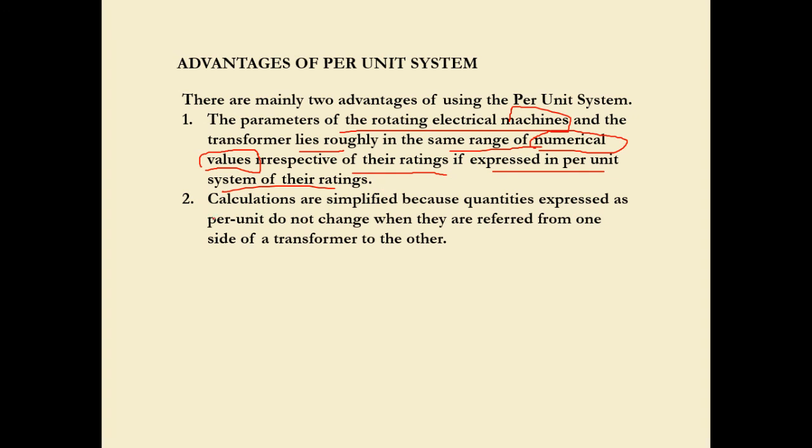The second advantage is that calculations are simplified because quantities are expressed in per unit. In the middle of the analysis, every quantity is expressed or transformed into per unit, and these do not change when they are referred from one side of the transformer to the other. So you may later on refer to primary or secondary. Make sure you pick the correct base value in order to get the actual quantities, whether voltage, current, ohm, etc.